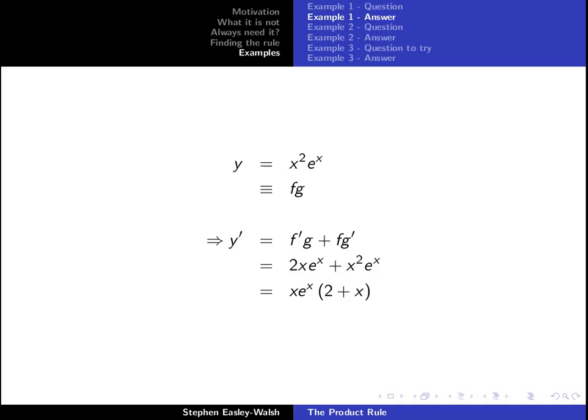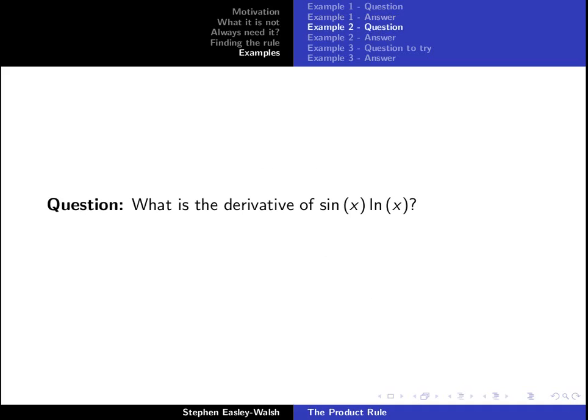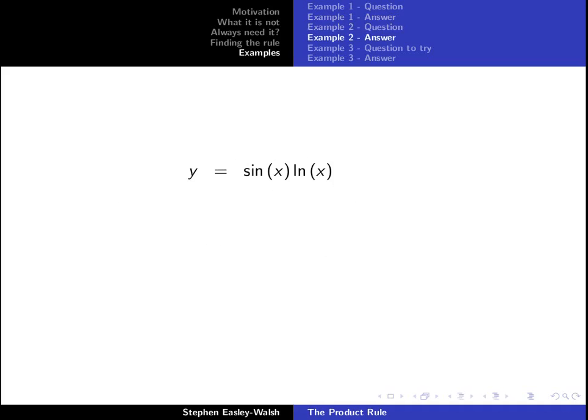Let's look at another example. What is the derivative of sin x times natural log x? Sin x times log x is of the form a function times a function. And so the derivative of this will be the derivative of the first function times the second function plus the first function times the derivative of the second function. Derivative of sine is cos. Keep log the same. Now keep sine the same. And the derivative of log is 1 over x.